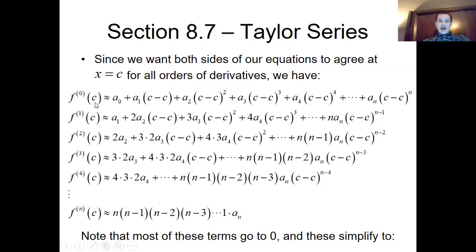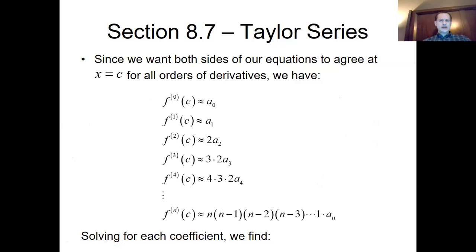The 0th derivative at my point is what a0 is going to be. The first derivative at my point is going to be what a1 is. The second derivative of my function at the point I care about is going to be 2 times what a2 is. The third derivative is going to be 3 times 2 times a3. The fourth derivative is going to be 4 times 3 times 2 times a4. And in general, like I just said, this is the master equation for any nth derivative.